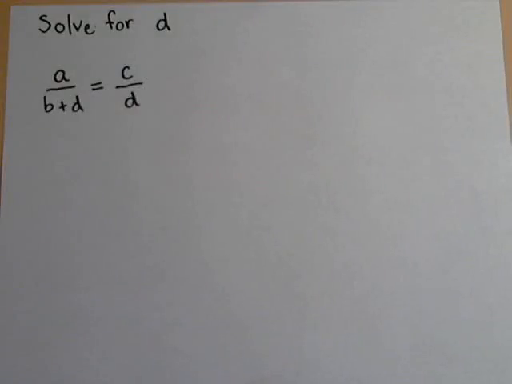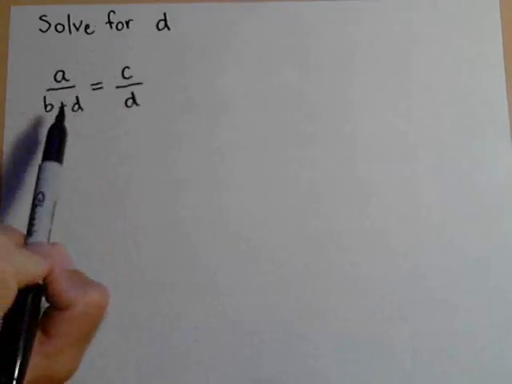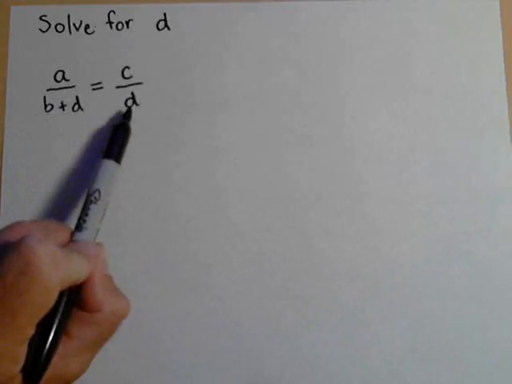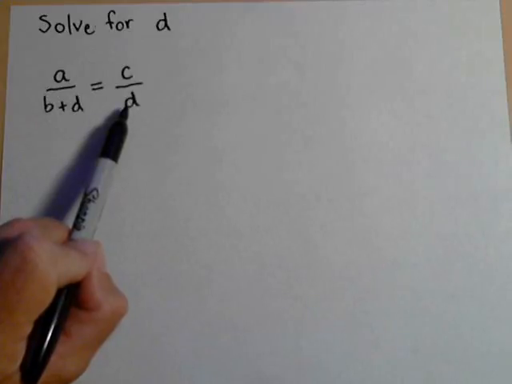In this video, we're going to look at solving a literal equation for a particular variable. In this case, we're going to solve for d with the following equation. Notice there's two d's in here. I'll talk about what we want to do there in a second.